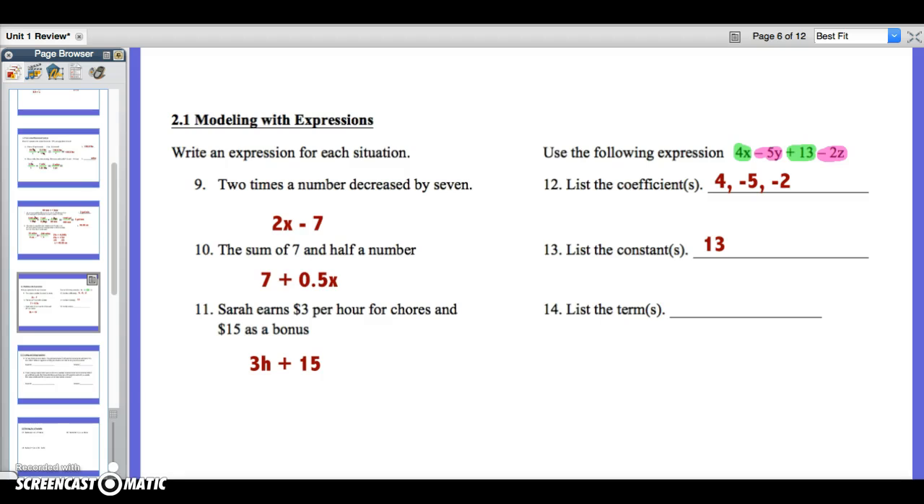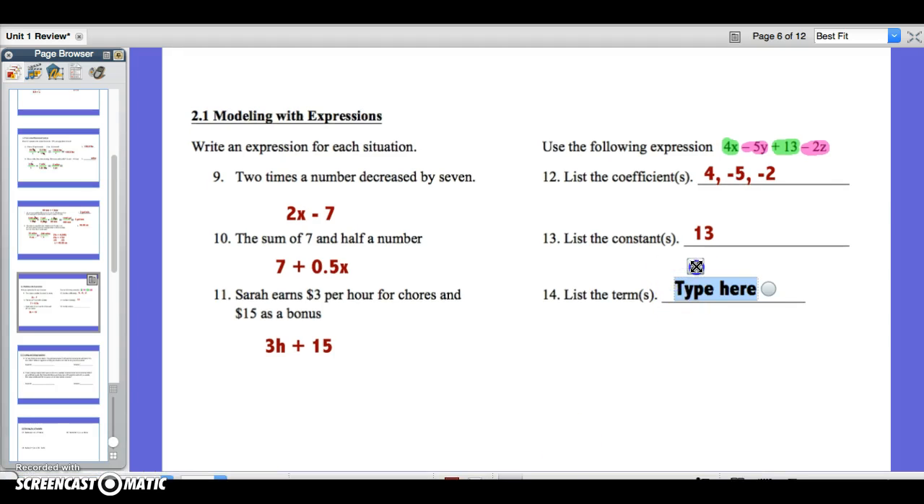So let's go ahead and list those. I'm going to separate them with commas because otherwise it looks like I'm just rewriting the problem. So 4x is a term, -5y is a term, that positive 13 is a term, and -2z is also a term. Okay, so that's it for the 2.1 modeling with expressions.